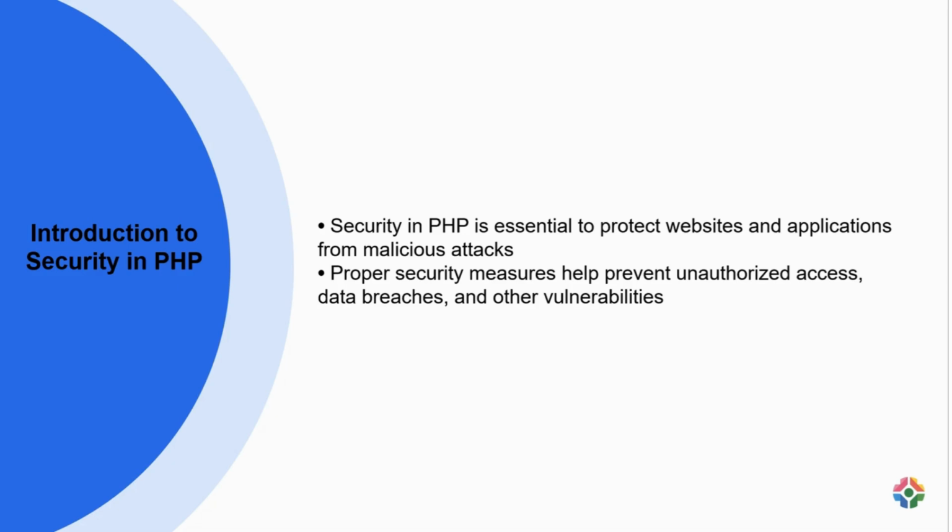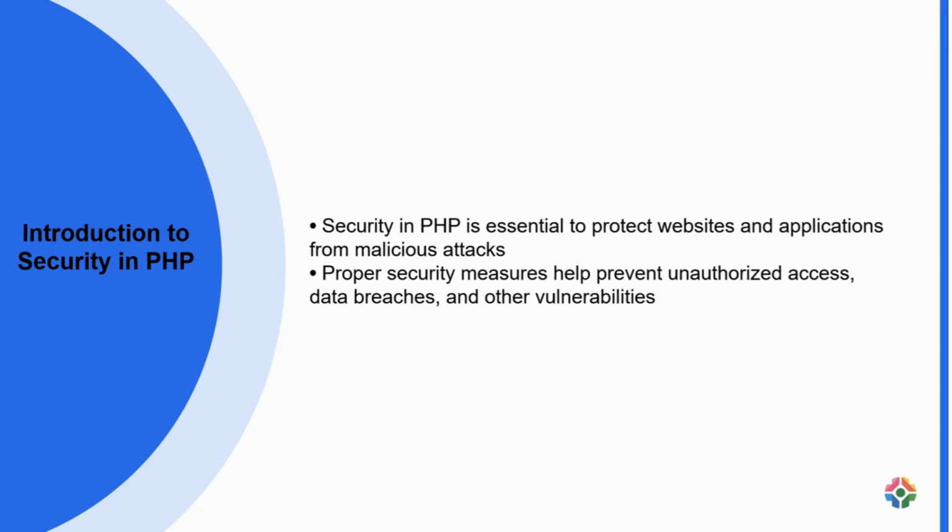For example, ensuring that user input is sanitized before processing it can prevent SQL injection attacks, where malicious code is inserted into queries to manipulate databases. Additionally, using encryption algorithms like HTTPS can secure data transmissions between clients and servers, reducing the chances of eavesdropping and data tampering. Overall, prioritizing security in PHP coding practices is vital for protecting sensitive information and maintaining the integrity of web-based systems.